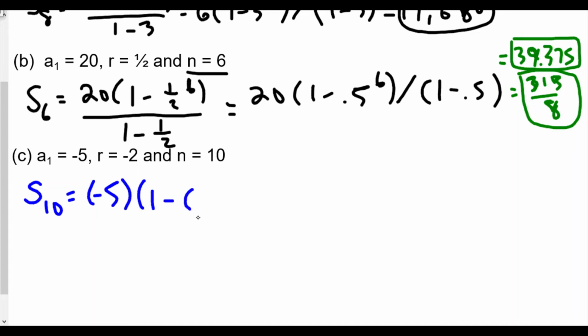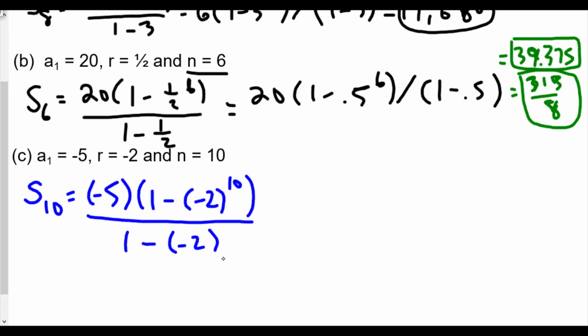Now, because our R value is negative 2, I most definitely put parentheses on negative 2, because I'm raising that to the 10th power. If I do not, there'll be a problem. We'll probably get the 2 being raised to the 10th power, and then a minus 1 times it, and we'll probably get the wrong answer. So always put parentheses on negatives. And so here, all divided by 1 minus negative 2.